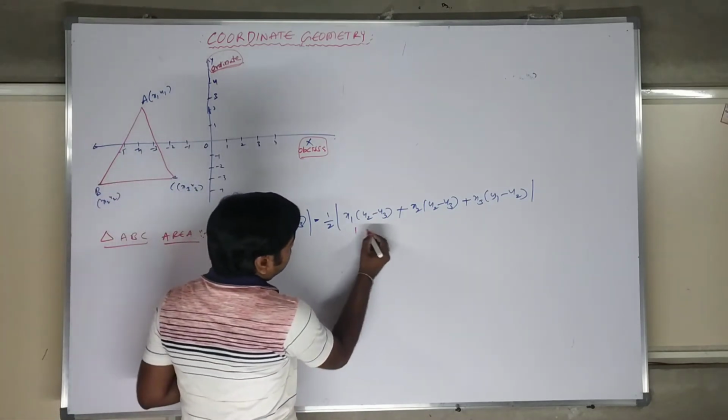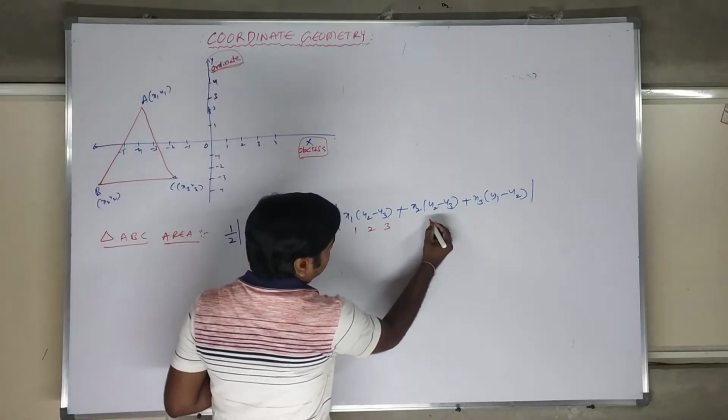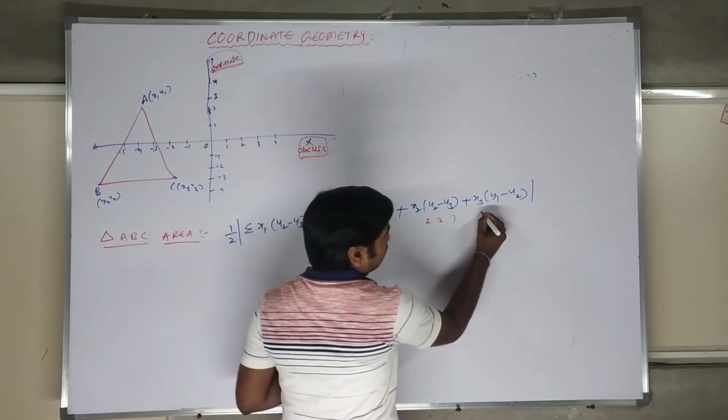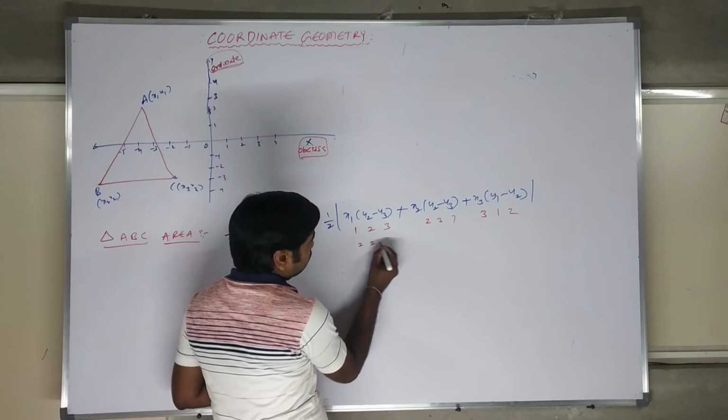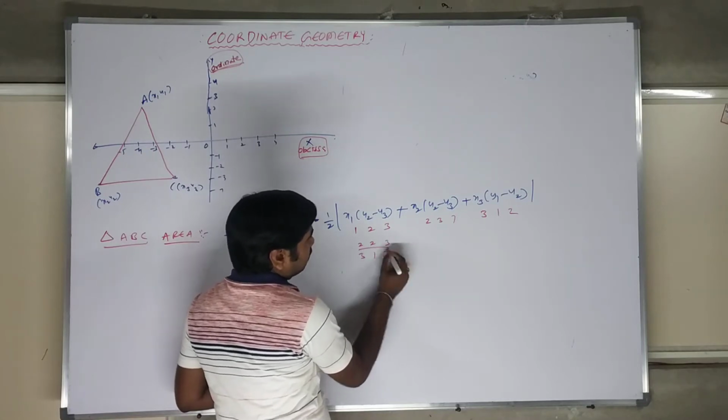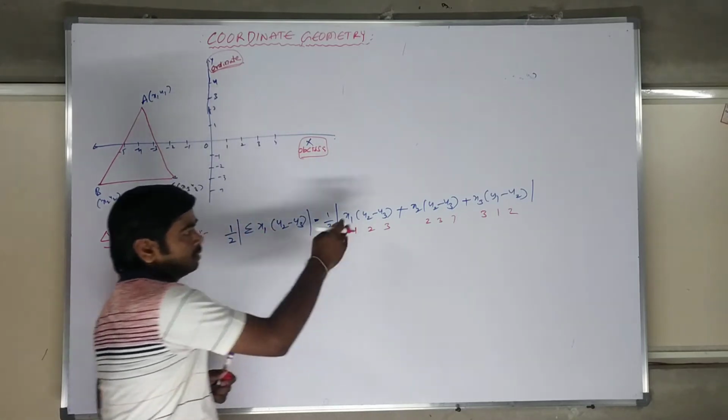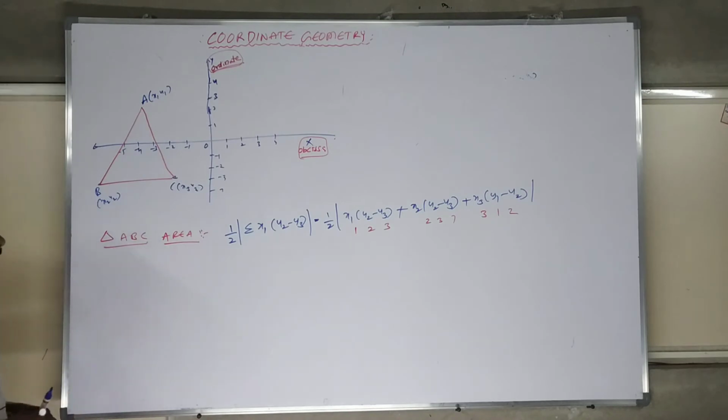Here you can write the index pattern 1, 2, 3, then 2, 3, 1, then 3, 1, 2. Again 1, 2, 3; 2, 3, 1; 3, 1, 2. Like that you can extend it. You should remember this formula.